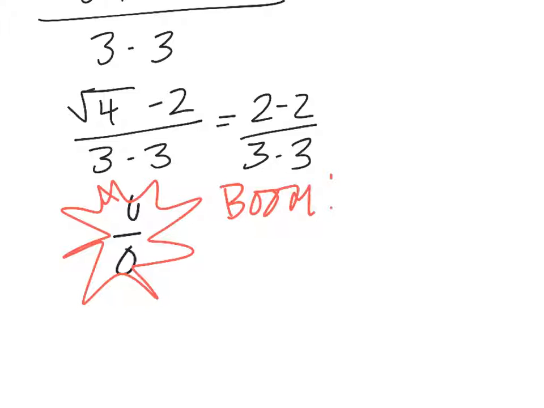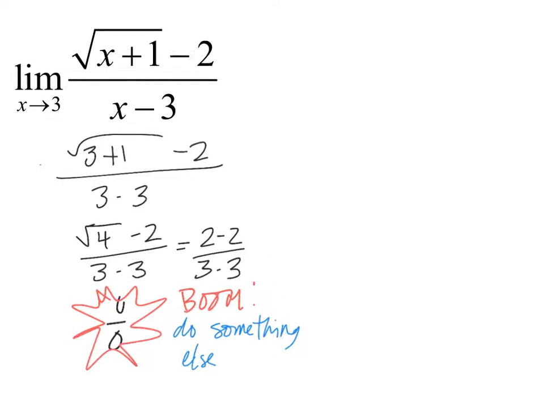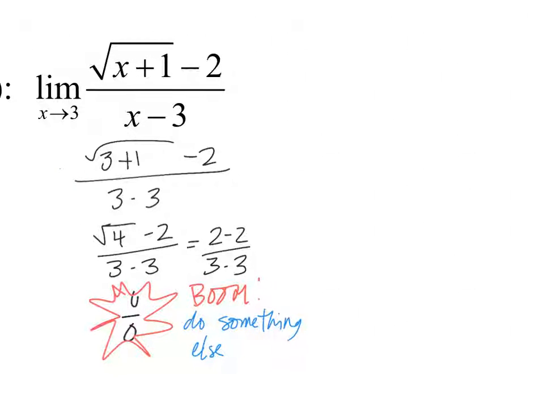And so since it went boom, since you can't divide by 0, it will blow up. So now we have to do something else. So we got to do something else. What could we do?